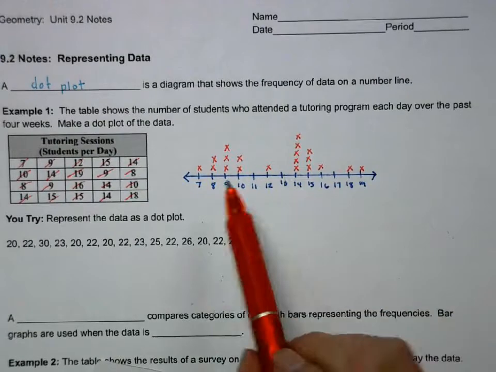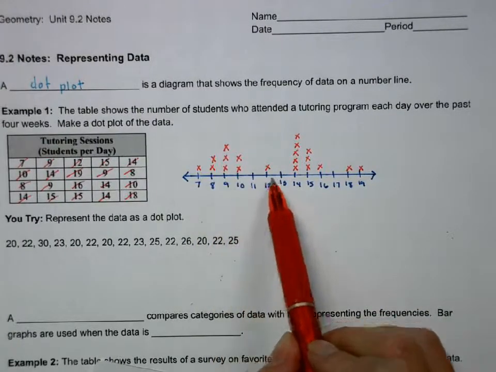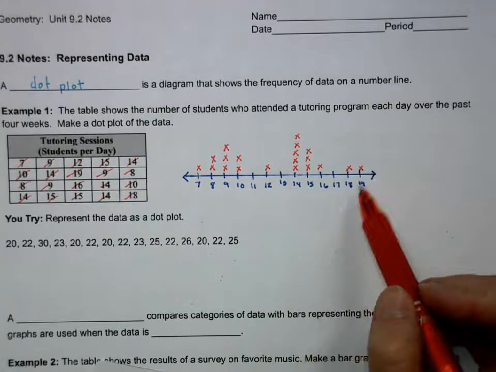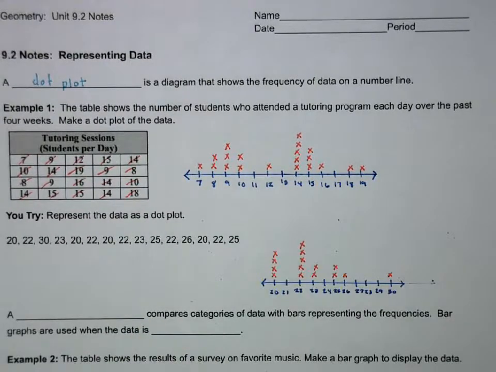Okay, so this should be what it looks like when you're done. We've got 1 on 7, 2 8s, 3 9s, 2 10s, 1 12, 5 14s, 3 15s, a 16, an 18, and a 19. All right, so you guys go ahead and try the next one. So this is what that dot plot should look like.